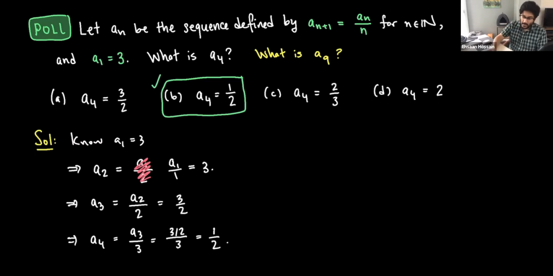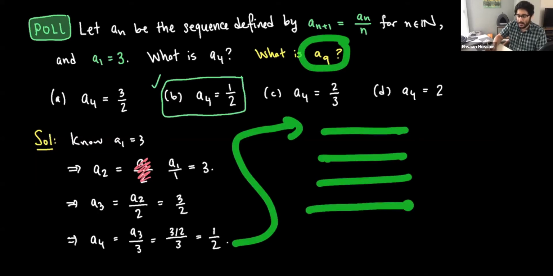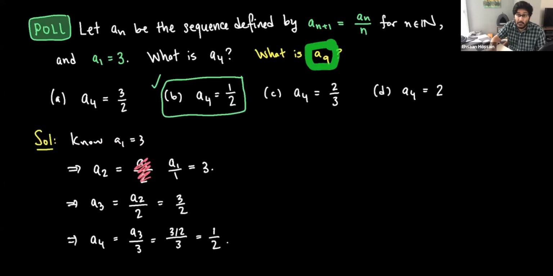How about A9? How would I get that? You could just keep going up this ladder the way I was doing, recursively. But that might be okay for 9 because you have the patience for it. But what if I asked you, I don't know, 54? How would you get that? That's where a closed form is going to come in. And you might want to try to find a pattern here. Is there a good pattern?